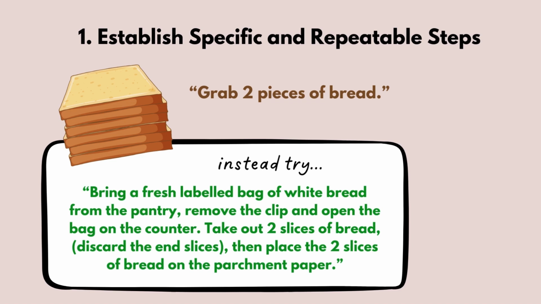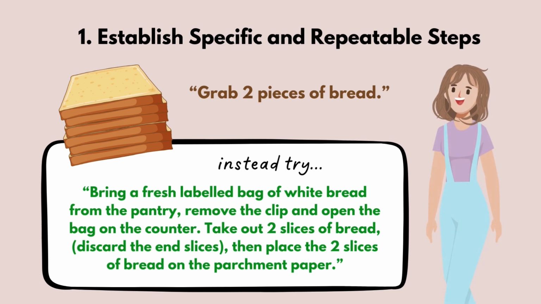Take out 2 slices of bread, discard the end slices, then place the 2 slices of bread on the parchment paper." By giving specific instructions like this, it provides a start and end point of the action, where the action is taking place and specific details related to the action. In this case, building specific and repeatable steps with clear expectations helps Michael know exactly how to make the sandwich successfully. This also supports Joy to define each step and revisit the instructions to increase workflow.